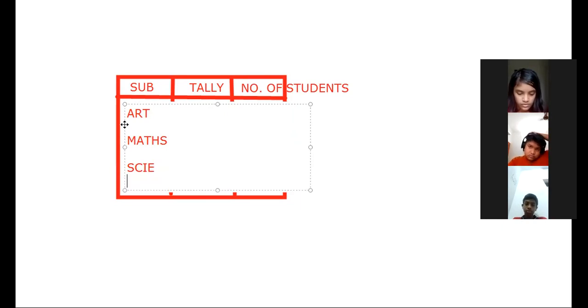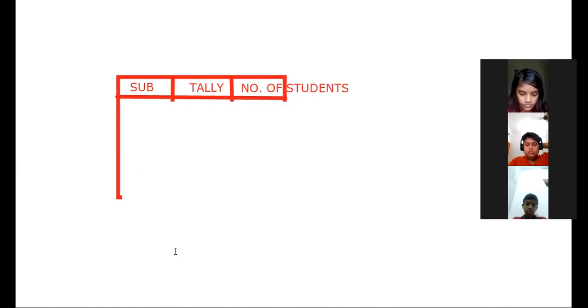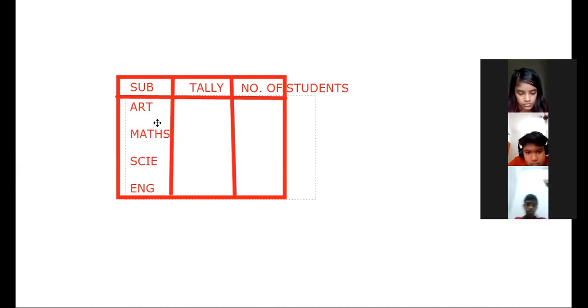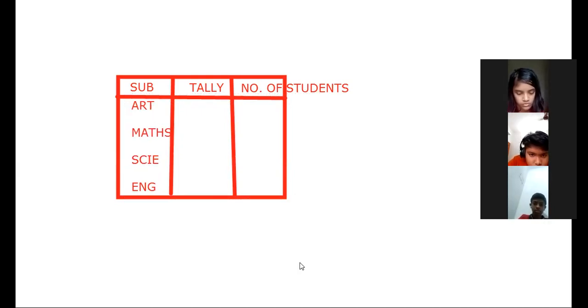Science and English. These are the subjects given for us. Then after that, we have to mark the tally points or the tally marks. Look at your data. How many times is art present there? Count the number of times art is given there.